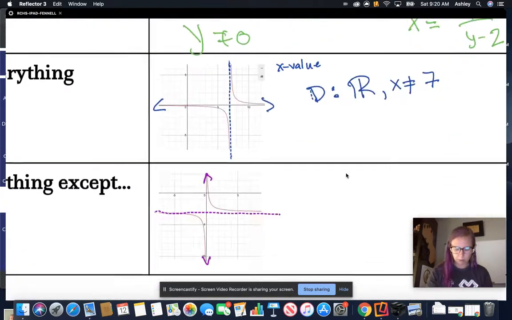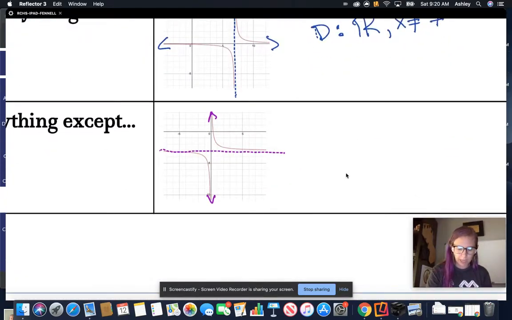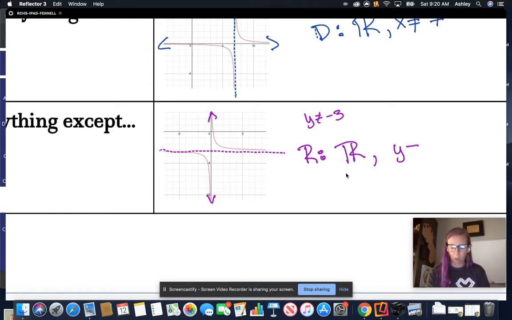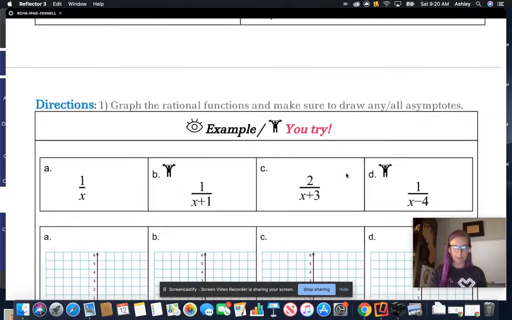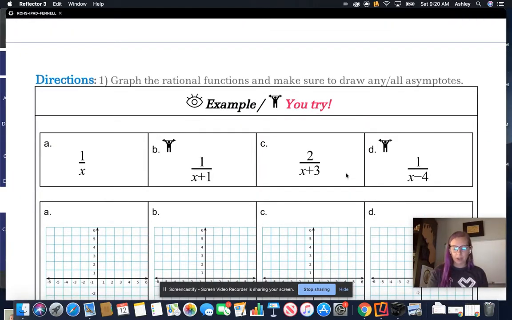Okay, so we have y. Y is not allowed to equal -3 here. So our range is going to be all real numbers except y cannot equal -3, because that's going to break the function and give me an undefined value. All right, so we're going to graph these rational functions and make sure that we draw our asymptotes.